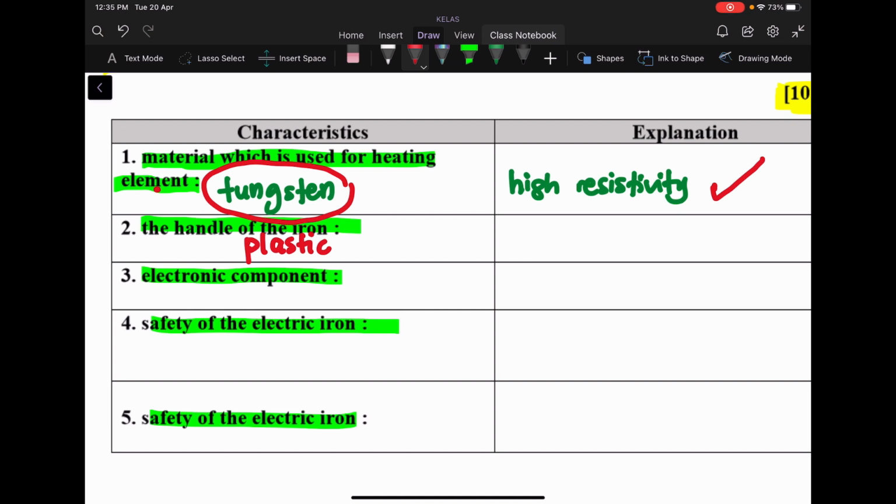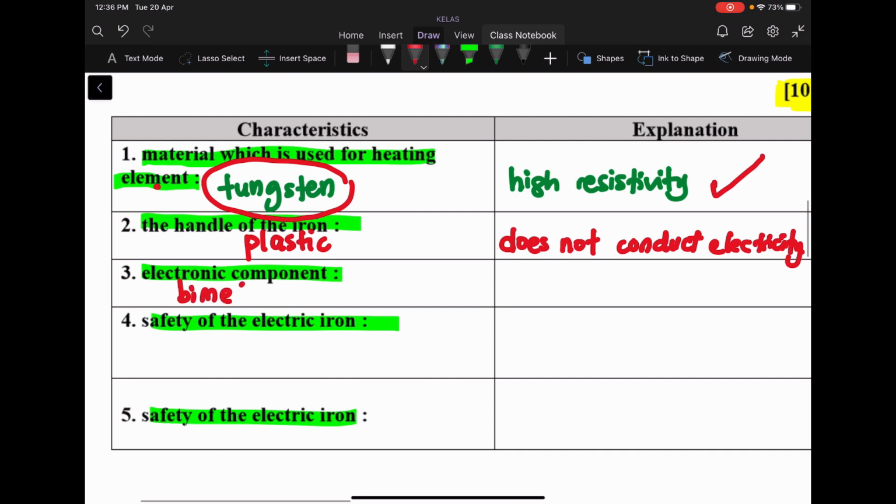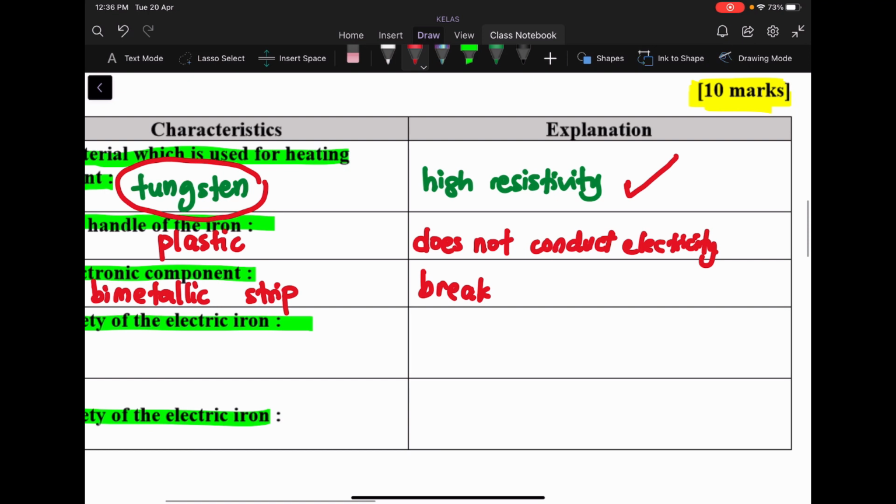Highest resistivity? Does not conduct electricity. Bimetallic strip. Oh. Boleh? Kat mana? Bolehlah sini. Okay, what's the reason? Break apa? Break siapa? Break what? Ataupun the current lah.